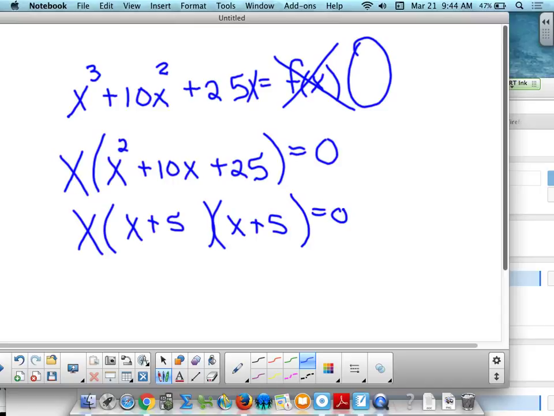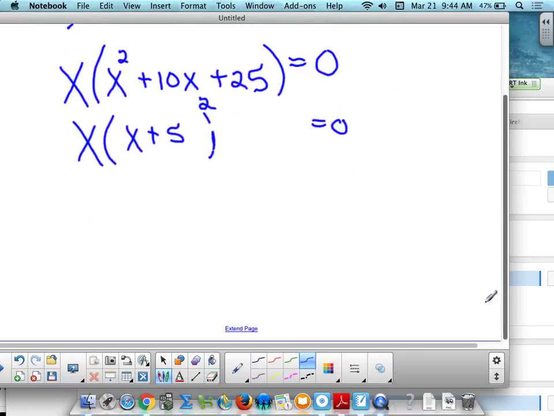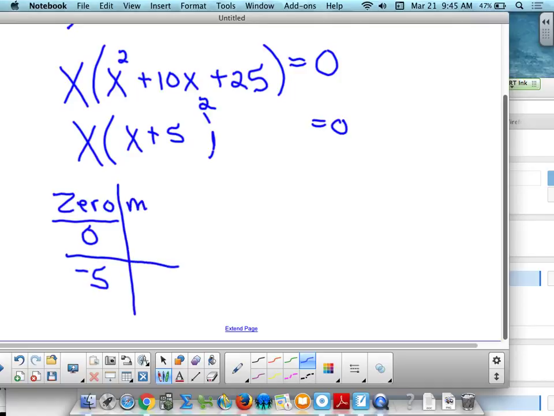X plus 5 is just x plus 5 squared equals 0, and x equals negative 5, right? Okay. So what are your zeros? Your zeros are 0 and negative 5, exactly. Your multiplicities are 1 and 2. Okay, x to the first is 1, and x plus 5 squared is 2.